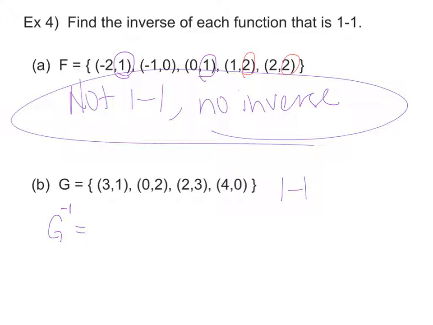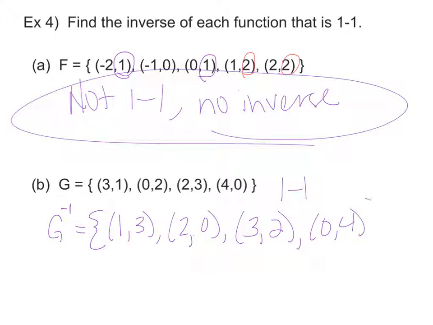So g inverse here, the inverse function of g. Remember the concept of an inverse is that your x's and y's swap. So literally, that's all we're going to do. Swap those x's and y's. My first point is now going to be 1, 3. My second point is 2, 0. My third point is 3, 2. And my last point is 0, 4. That's it. Pretty sweet, right? Determine it's 1-to-1, swap around those x's and y's and you're done.